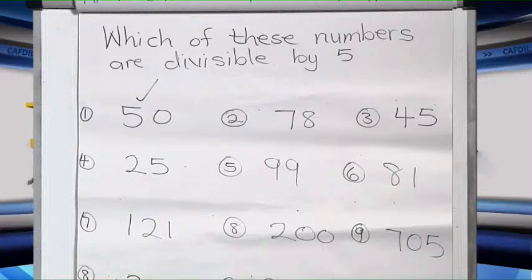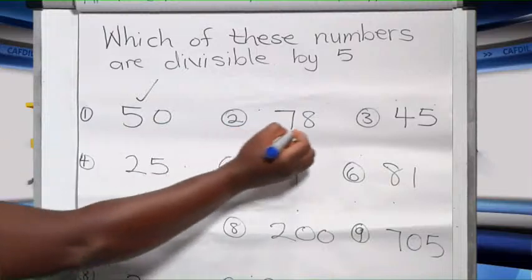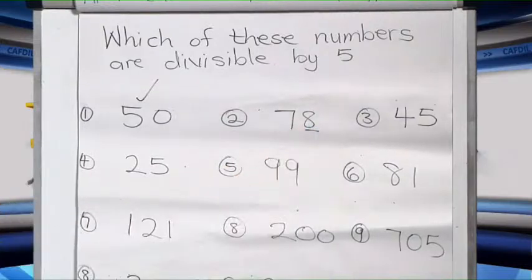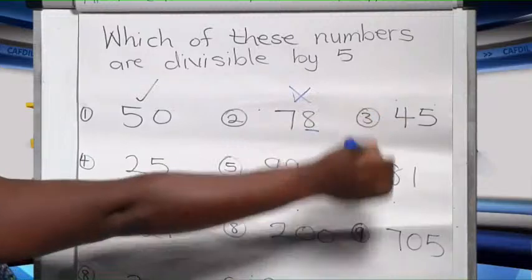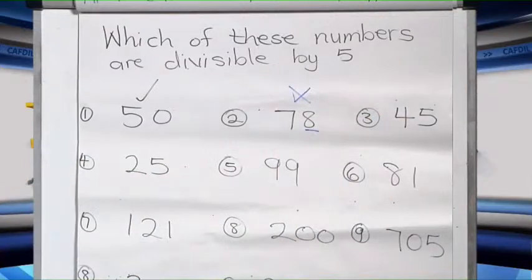I have 78. Look at the last digit. It is 8. 78. Is it divisible by 5? The rule says the last number should be either 0 or 5. So since it is not 0 or 5, the whole number is not divisible by 5.